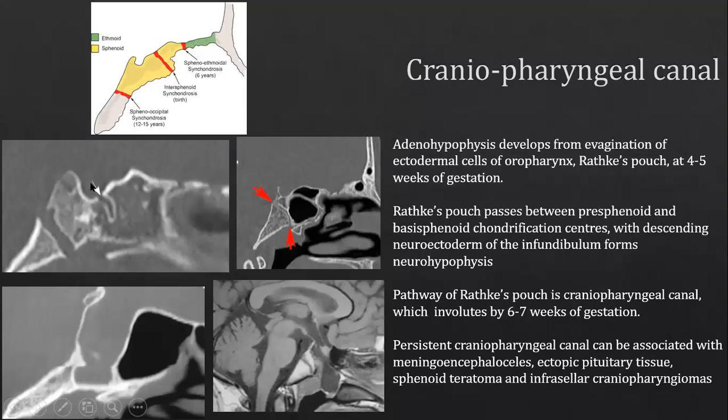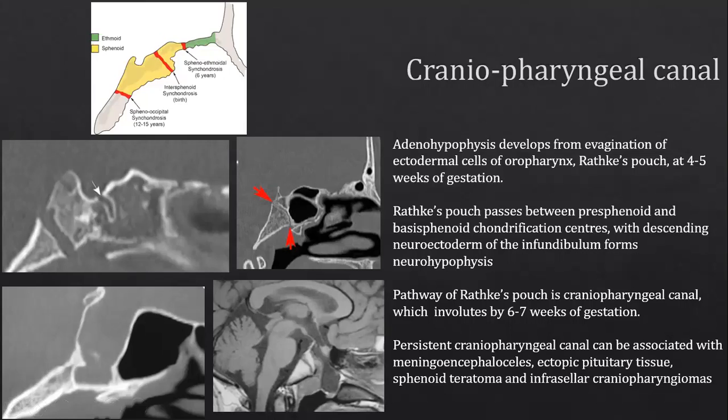the pituitary gland is derived from two sides. One is a downgrowth from the third ventricle, from the diencephalon, where you get an outpouching, the hypophyseal derivative, and the other is Rathke's pouch, which is a cranial extension from the oropharynx, and these two meet together within the sella. But it is this Rathke's pouch which can sometimes be seen as a canal if it is not completely obliterated, and you can see it as a small lucency. That is a craniopharyngeal canal.